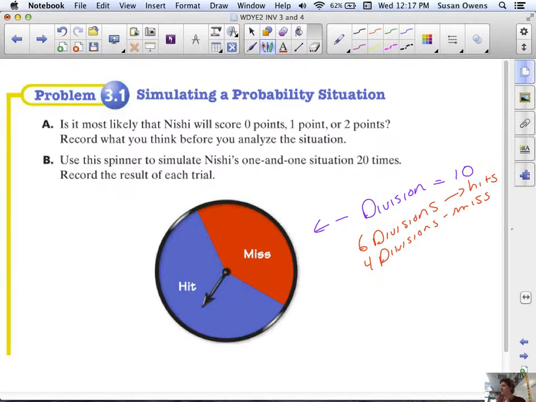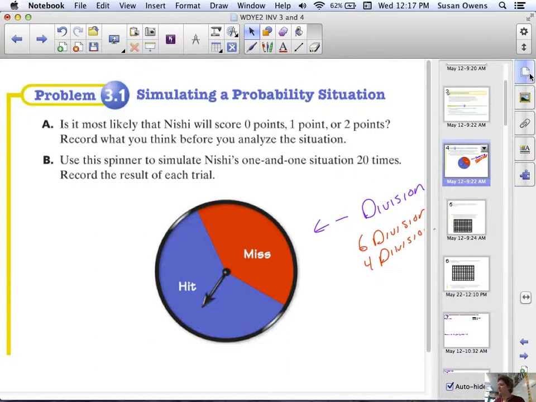Then you're going to go through the situation. You spin it, and if you get a hit, you spin it again because she's made it, so she gets another chance. If you get a miss on the first spin, that's 0 points, and she doesn't get to try again. If she makes the first one but misses the second, that's 1 point, or if she makes both of them, that's 2 points. Put that in your packet off to the side. I should see 20 of them.